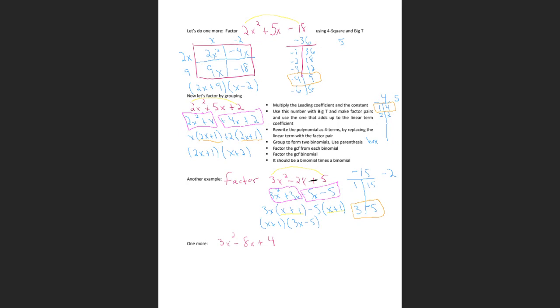So if I do this last one by grouping, again, I like to use big T as a starting point. Notice how there's a leading coefficient. So to do grouping, our first move is to multiply the 3 times the 4. That's a 12. But remember, we're going to be creating factor pairs that have to add up to this -8.